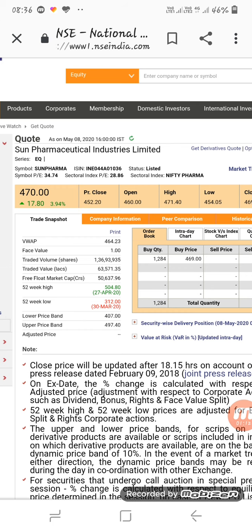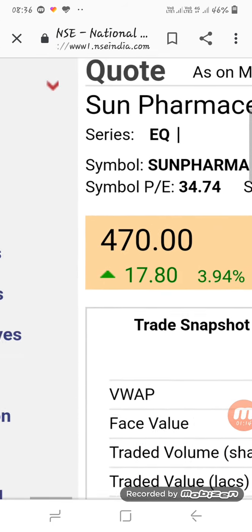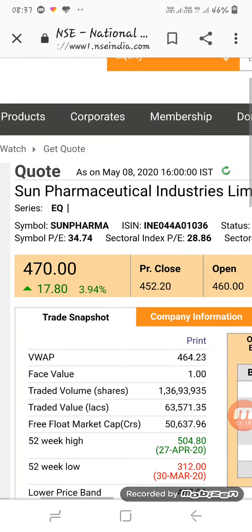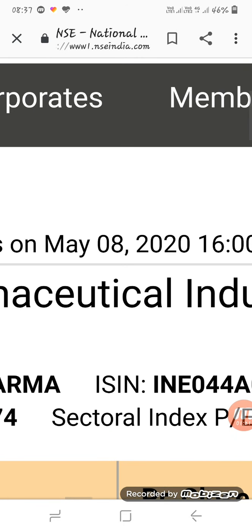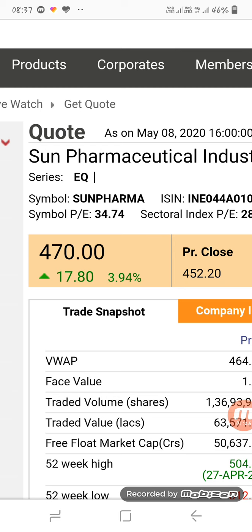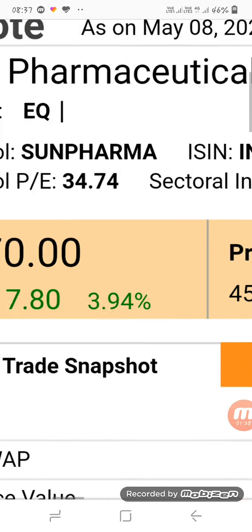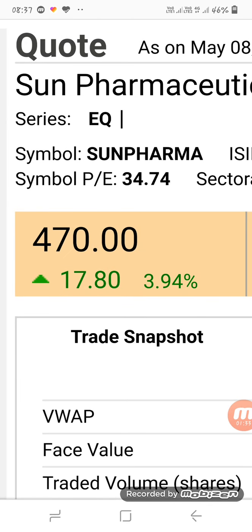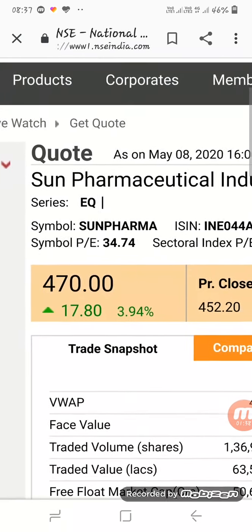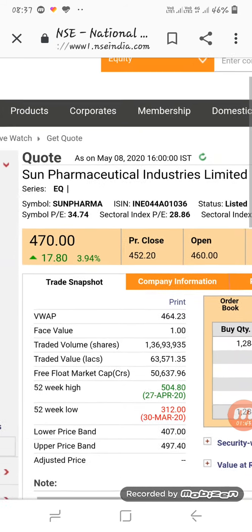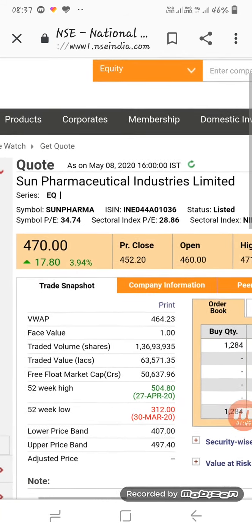It's very simple. You can see the value of Sun Pharma right now is 470, and this is the data of the last trade as on May 8. The price was 470, and in one day it had made a gain of 3.94%, which is quite a good amount in one day. As we all know, in corona, due to COVID-19, pharmaceutical companies are doing much better.